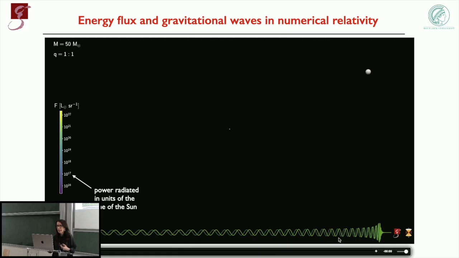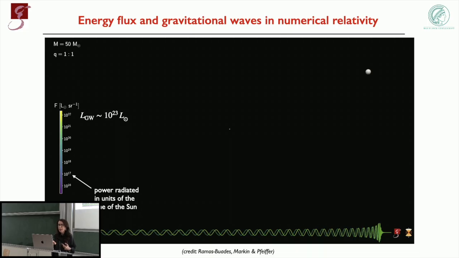And what is shown there was the flux of radiation in units of the flux in electromagnetic radiation of the sun, 10 to the 23, and the color was telling you that as you go toward yellow, the radiation was becoming stronger and stronger.